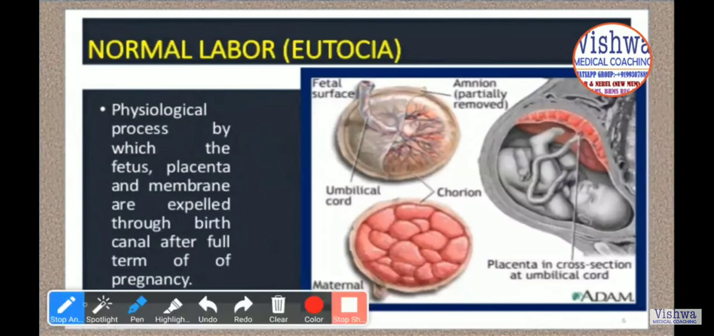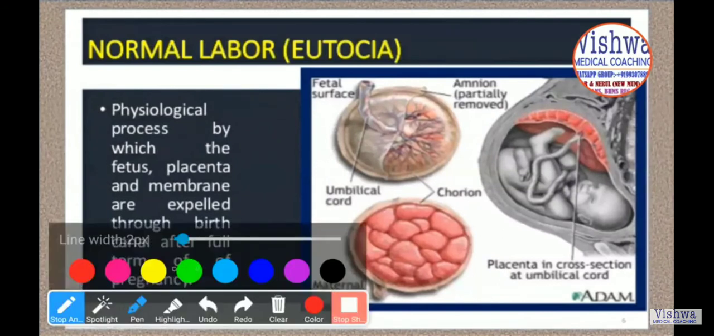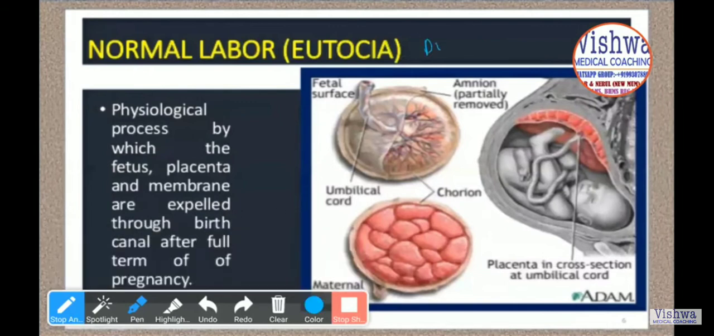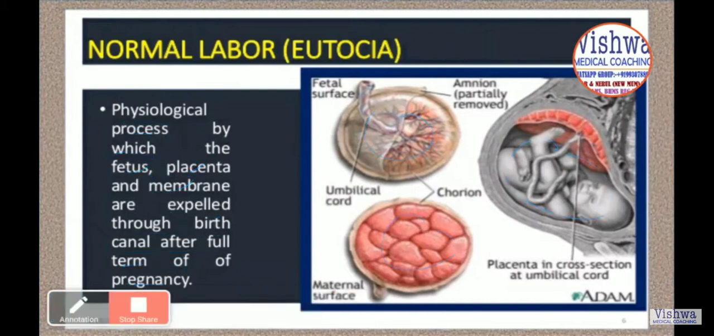Now, normal labor by definition is called eutocia, and abnormal labor is called dystocia. Remember, eutocia and dystocia are the two important terminologies. So, we just had the definition: it is a physiological process by which the fetus, placenta, and the membranes are expelled through the birth canal after full-term pregnancy. It is not only the baby, but also the placenta as well as the membranes, called chorion and amnion, that are expelled out.